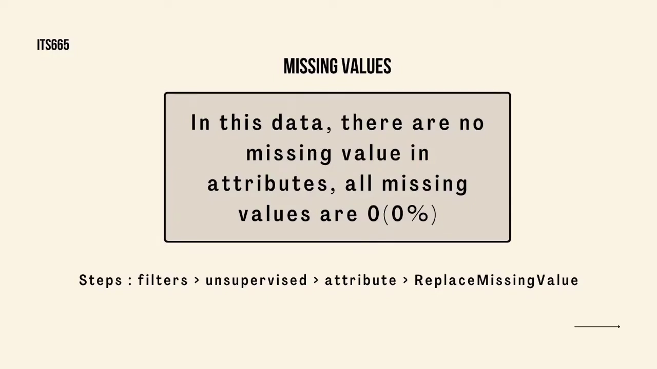First, we need to go for the filter option in the pre-process interface of Weka. Then go to the unsupervised option before we choose the attribute. After that, click replace missing value, then click apply to remove all the missing values.